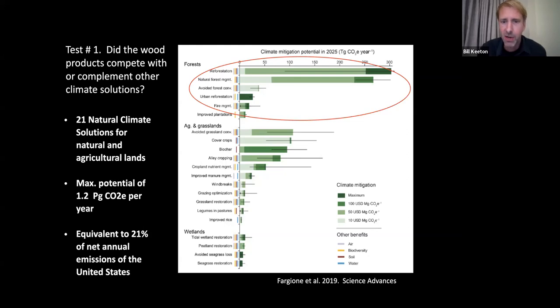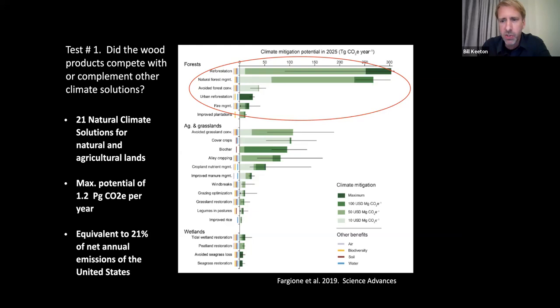The shading here in these bars represent sort of like the low-hanging fruit, the things that we can do easily, and the darker bars are the things that would be more difficult and more costly to do, but trying to understand kind of the maximal carbon sequestration potential of these natural climate solutions.